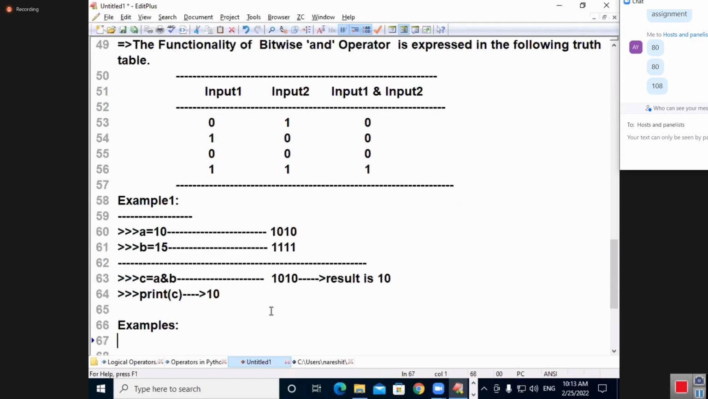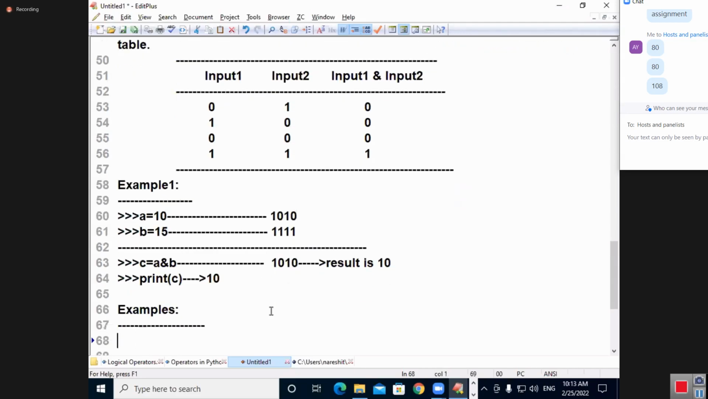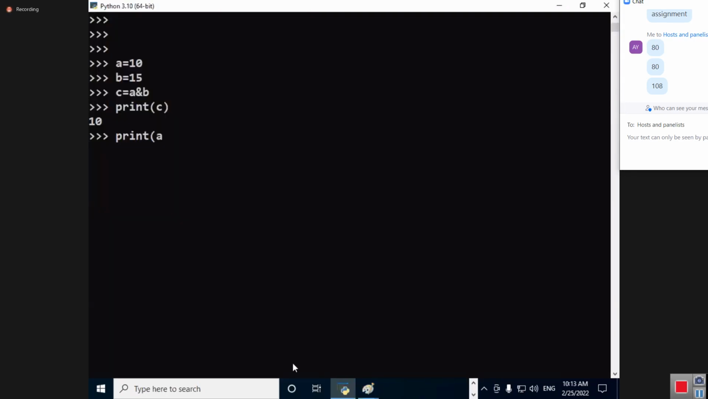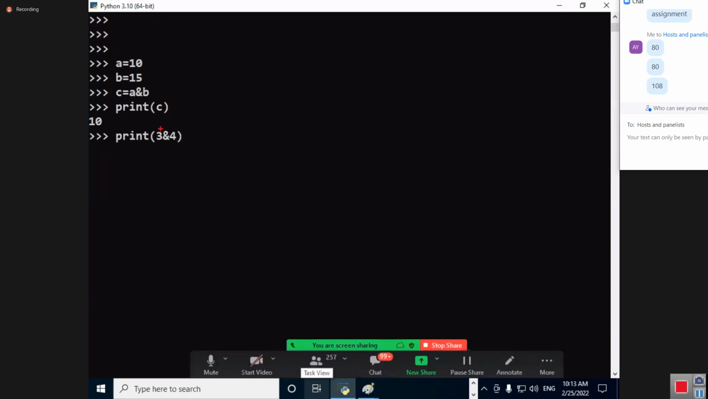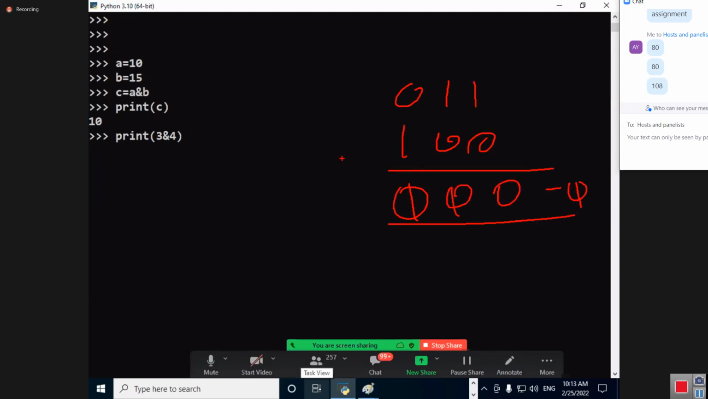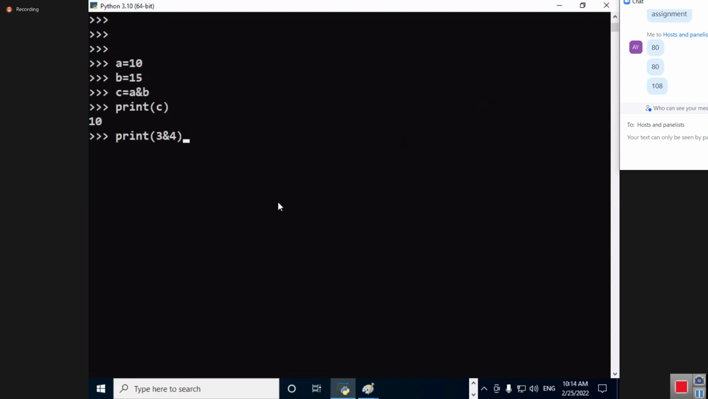Now I will ask directly one more question here. Print of directly 3 and then 4. If such things are given, 3 means what? You need to say 0 1 1. 4 means you need to say like this. Answer is what? 0 0 0. Answer is 0. AND operation now. Understand, guys? Fine. So print that 0.